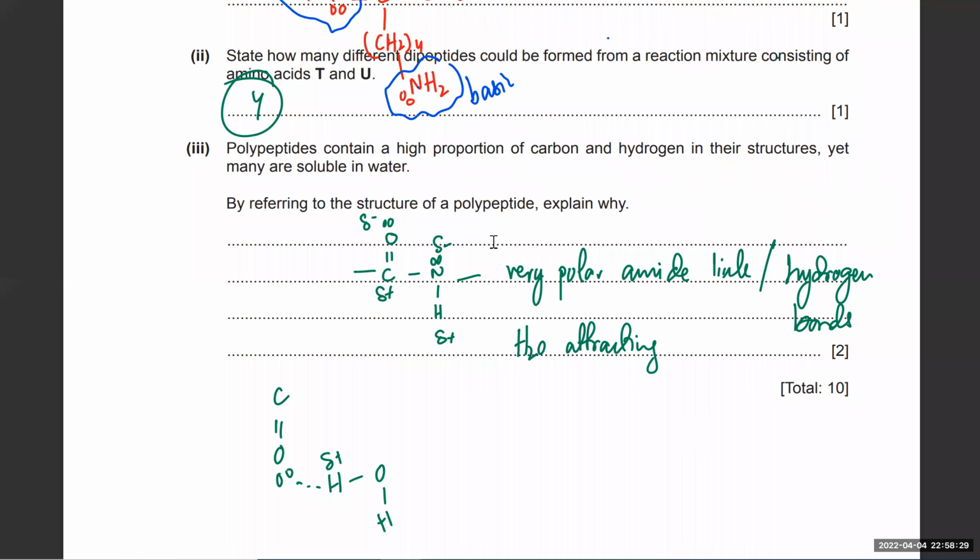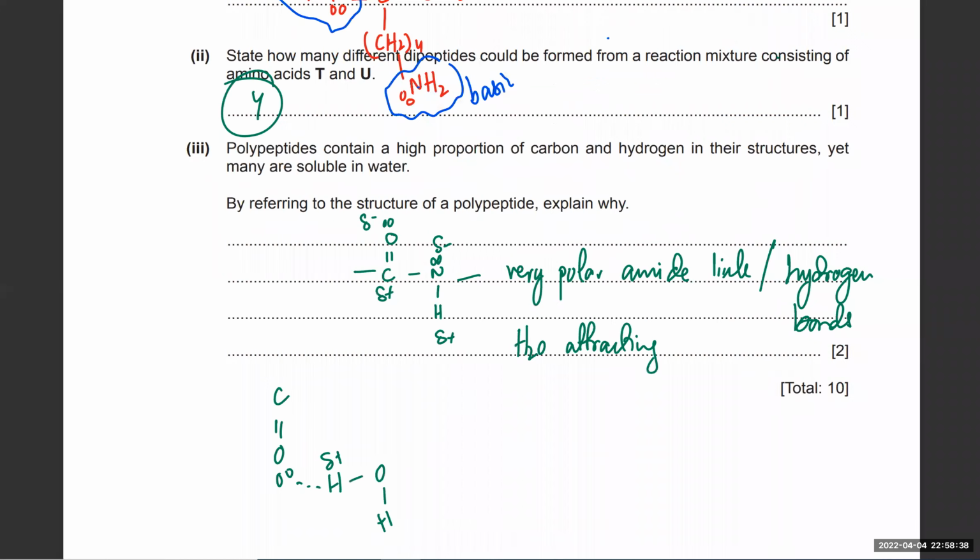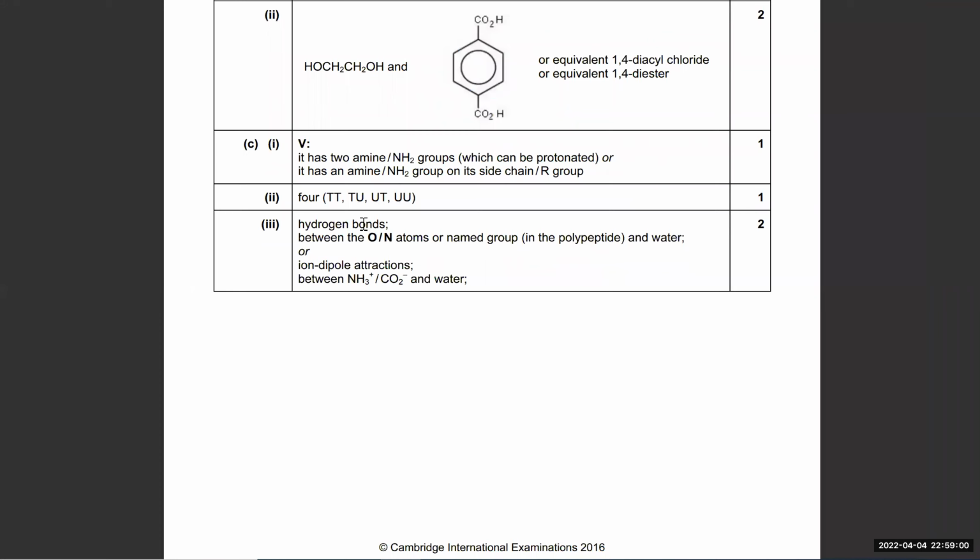So named group in polypeptide, and the oxygen in the water molecule is attracting the H, but it's an amide link, right? So the water has a very, very highly positive H. So it attracts the lone pairs on oxygen. So basically, the second mark was to explain between which groups the hydrogen bond is getting formed. Okay, is that clear?